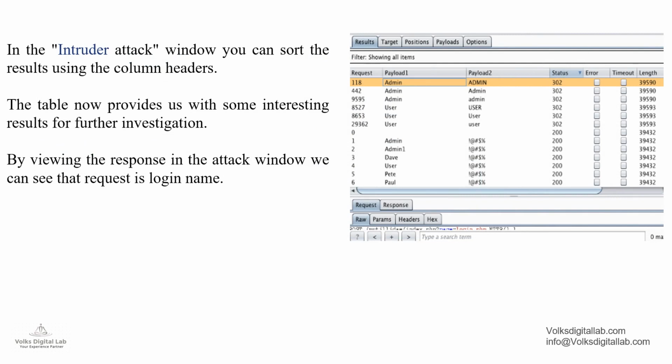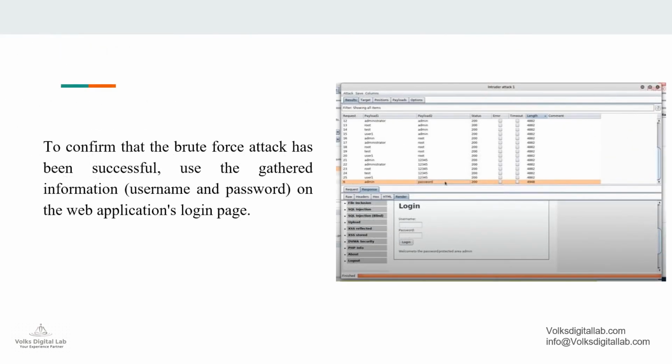In the intruder attack window, you can sort the results using the column headers. The table now provides some interesting results for further investigation. By checking the length column of the table, we can find the actual username and password. To confirm that the brute force has been successful, use the gathered username and password on a web application login page.